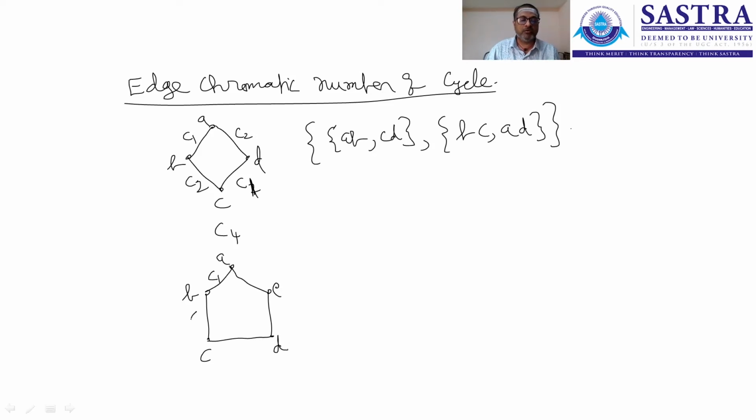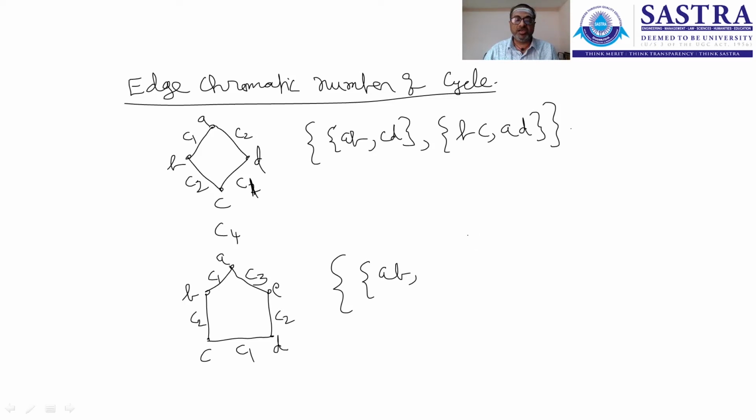C1, alternatively with C1, C2, C1, C2. But now I cannot give C1 here because this edge AB is colored C1. So I give a new color, namely C2. So in this case, what happens here is that I have a partition with 3 color classes. The edges in the partition are called the color class.